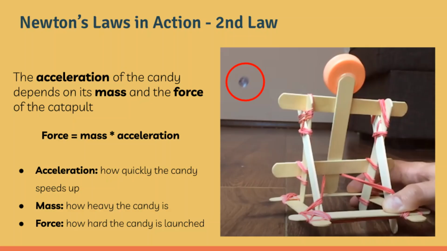We can see Newton's second law in action when we release the candy from the catapult. The acceleration of the candy depends on its mass and the force applied on it by the catapult. In this scenario, acceleration is how fast the candy is speeding up. Mass is how heavy the candy is, and force describes how hard the candy is launched from the catapult.